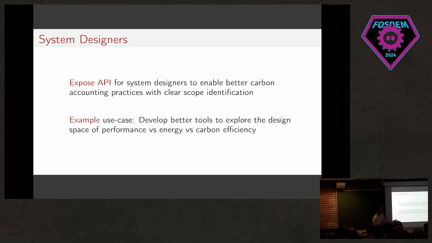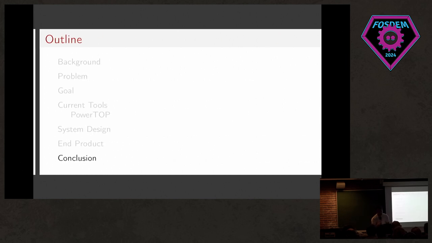And for the system designers, what we want to do is enable them to iterate over designs faster. We want to enable system designers to discover designs which are really low on energy, which are really high on performance, which are really high on carbon efficiency. So there's typically a design space that designers explore. And we want to enable them to explore the design space faster. That would be the end goal from this tool.